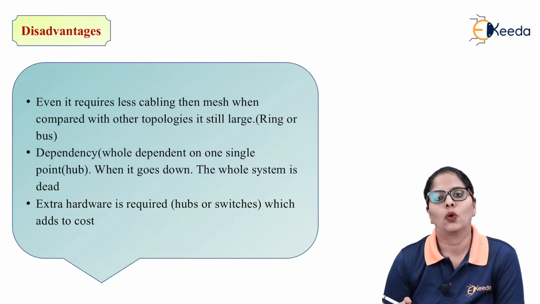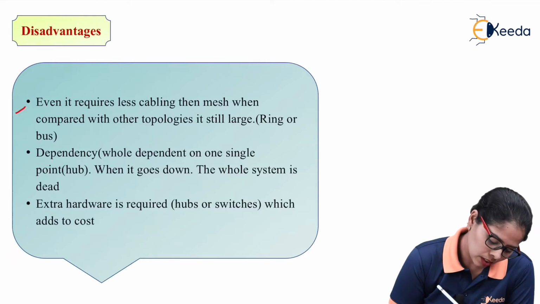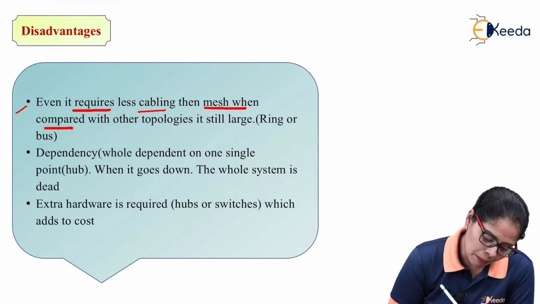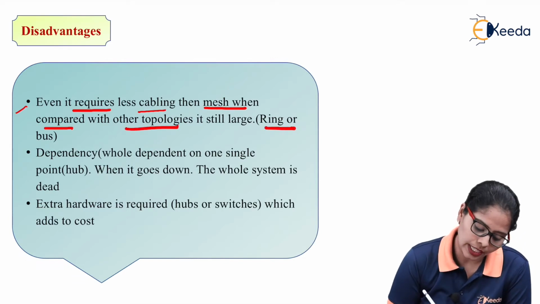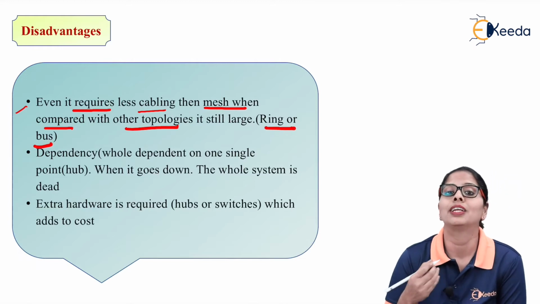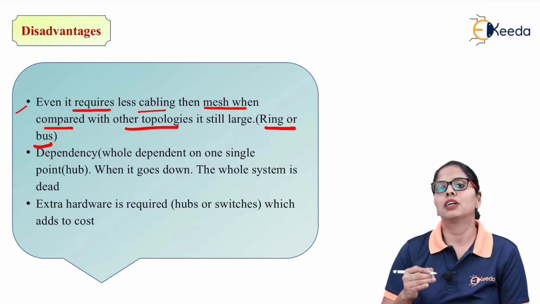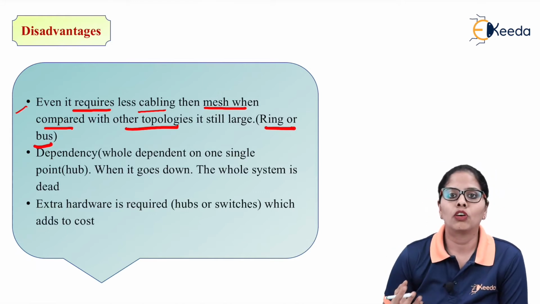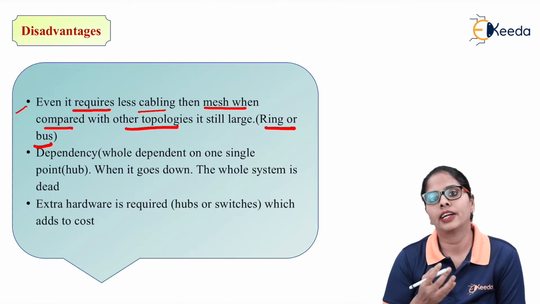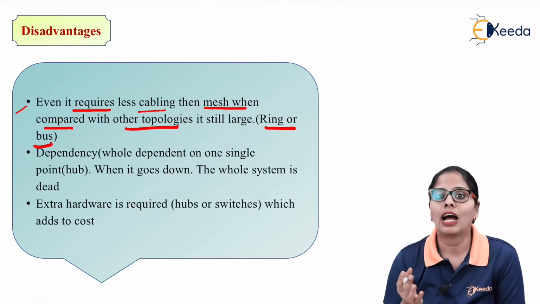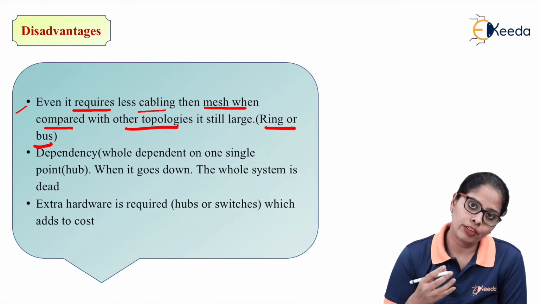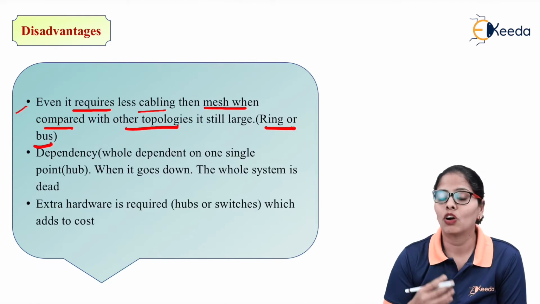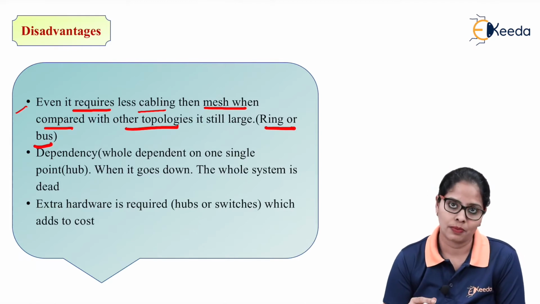Now let us discuss the disadvantages. Even though it requires less cabling than the mesh, when we compare with other topologies like the ring or the bus topology, the cabling cost here is more. As you know, in the bus topology we are using a shared cable. Even in the ring topology, there is only a dedicated link between the immediate or adjacent devices. Here, if you see, there is a dedicated link between each device and the hub. Because of that, the cabling cost is increased.